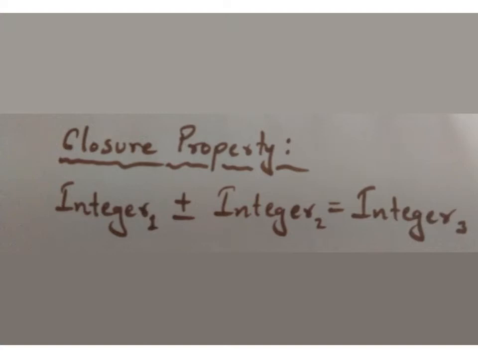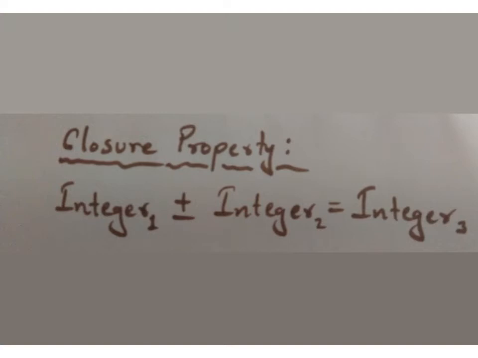Now, we are going to consider the closure property. So what is the closure property? The closure property says that the addition of two integers always gives us an integer, and the subtraction of two integers always gives us another integer. That means integer 1 plus minus integer 2 is equal to integer 3.